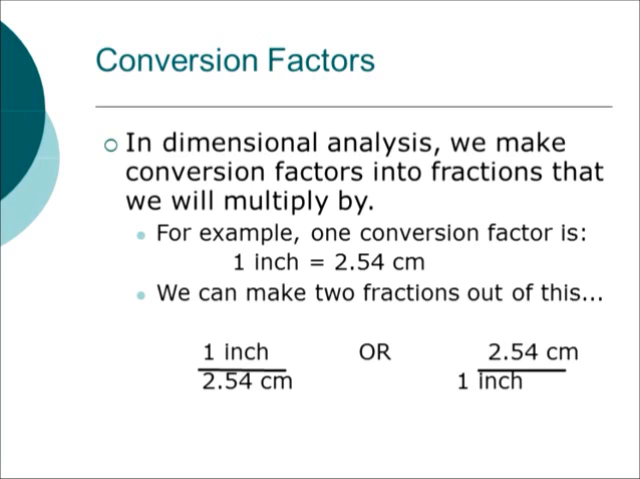Alright, first thing here in dimensional analysis, we'll make conversion factors into fractions that we will multiply. For example, one conversion factor is 1 inch is equal to 2.54 centimeters. So we can make two fractions out of this, right? Just make them basically equal: 1 inch over 2.54 centimeters, or 2.54 centimeters over 1 inch. That's how much a centimeter is in inches, and it's an easy way to convert, like a ratio.